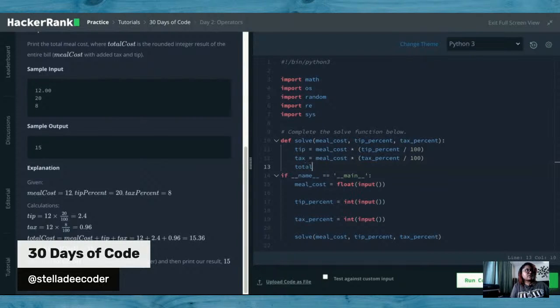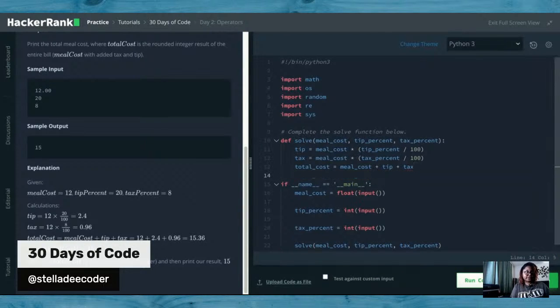All right, so the next thing it's telling us to do is calculate the total cost. So I'm going to make a total cost variable, and it equals, and it wants you to add it all together. So we're going to add the meal cost, plus the tip, plus the tax. And then it wants us to print the total cost.